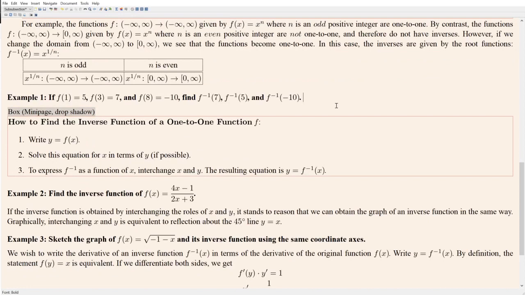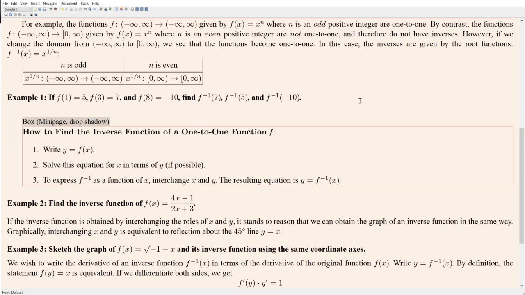Okay, so just to make sure that we have our definitions understood, if f of 1 is equal to 5, so this is some generic function, we don't know what it is, or we don't have a formula for it. If f of 1 is equal to 5, f of 3 is equal to 7, and f of 8 is equal to -10, find these inverse values. Well, this is going to follow straight from the definition.